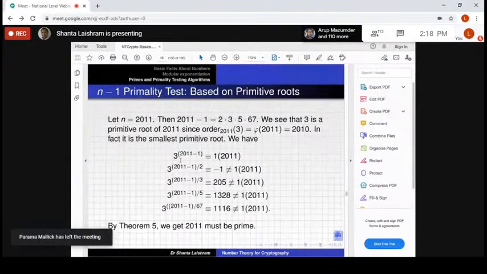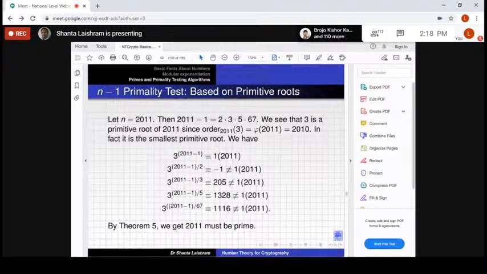Now, 3 to the power 2010 is 2011, that we can see, and 2011 minus 1 by 2. So 3 to the power (n minus 1) by 2 is minus 1, which is not 1 mod 2011. 3 to the power (2011 minus 1) over 3 is also not 1 mod 2011. So basically, for every prime divisor 2, 3, 5, or 67, 3 to the power (2011 minus 1) by any of these primes is not congruent to 1 mod 2011.